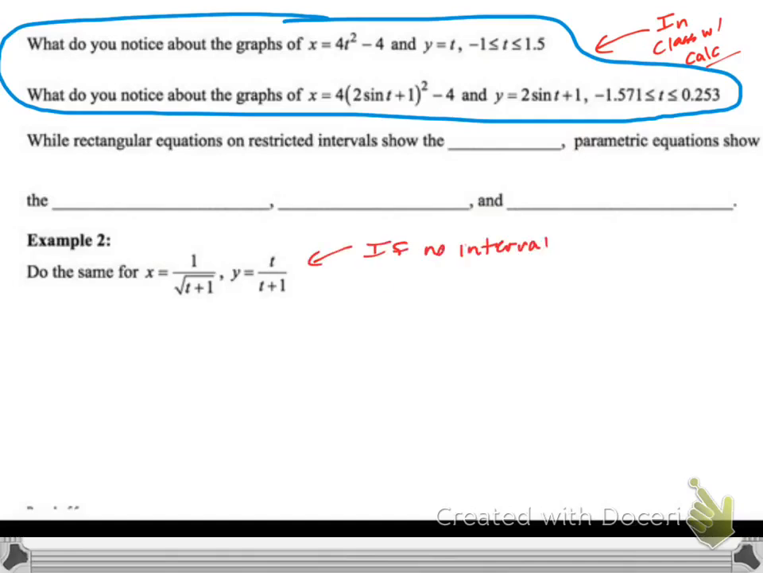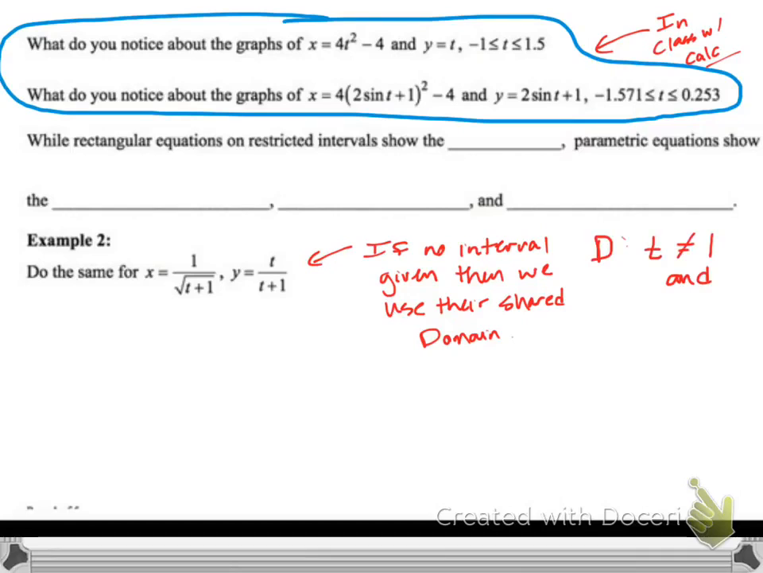Second example. If I don't have an interval given, you actually have to use the shared domain. There are limits, so just put together all the things that x can and cannot be. If you notice, -1 is a pretty obvious candidate. It can't be -1. But less obvious, of course, is you can't take the square root of a negative. So that left square root of t plus 1, that's going to give us some domain issues. So not equal to -1, and we can't have t be anything less than -1. So we could say t is greater than -1.